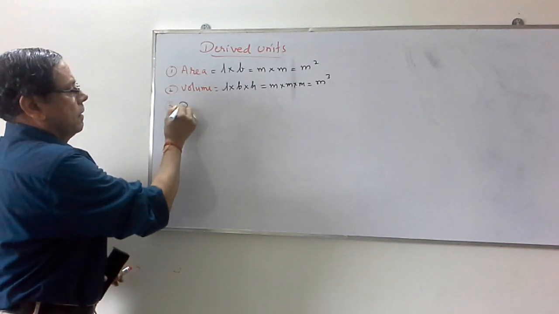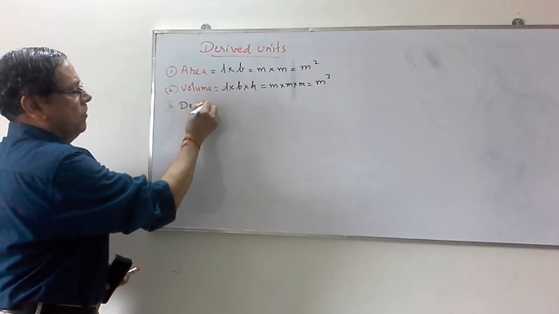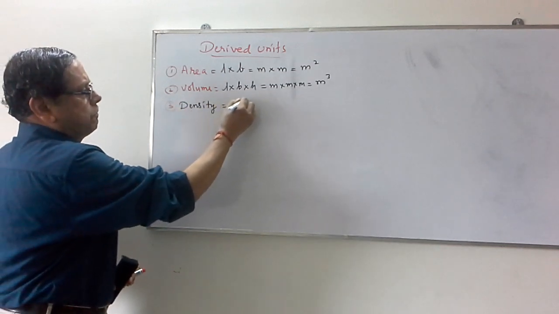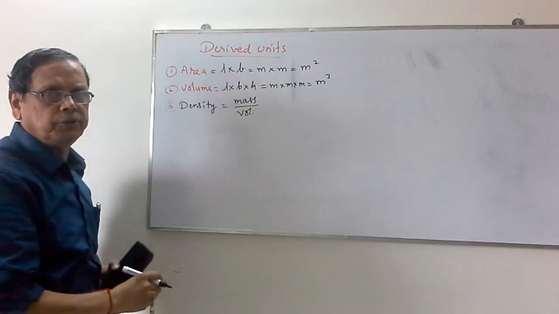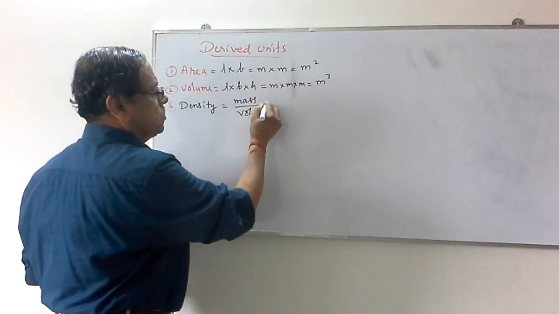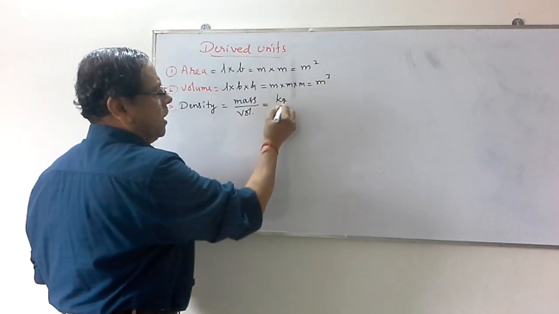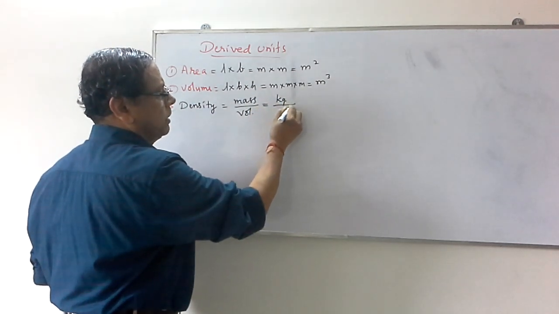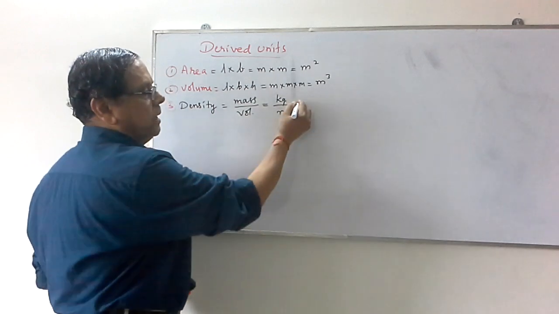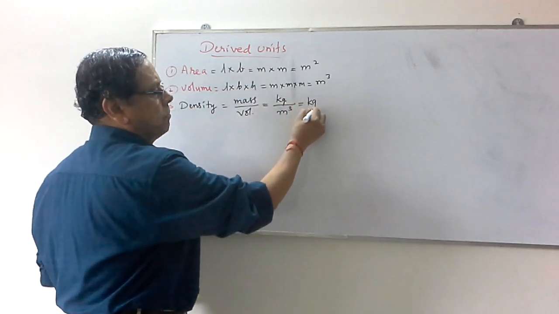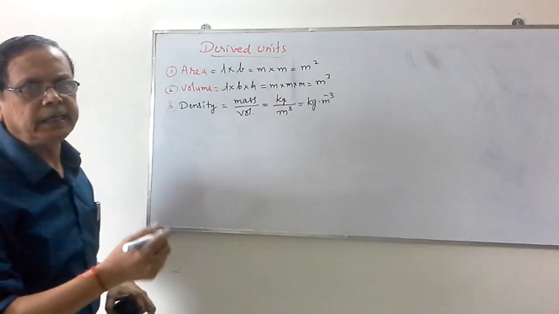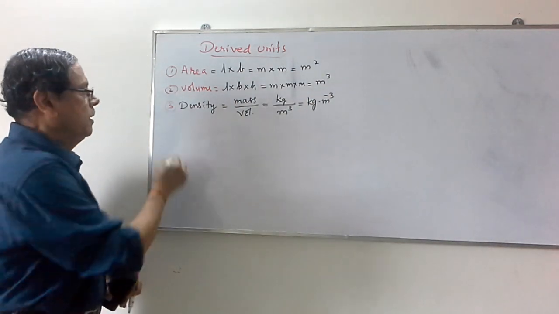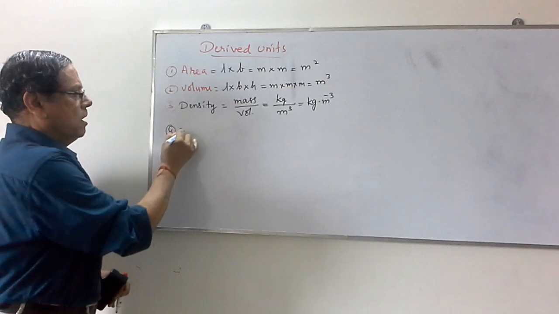Density is measured in terms of mass per unit volume. This mass is expressed in terms of kg and volume is expressed in terms of meter cube. That's why we can write this as kg per meter cube, kg meter to the power minus 3. Then the fourth one is the concentration.